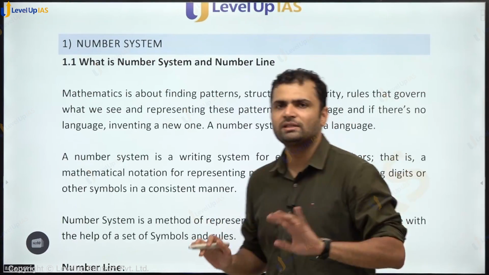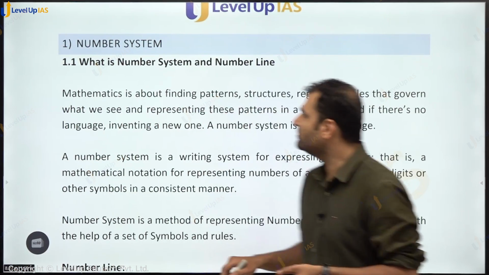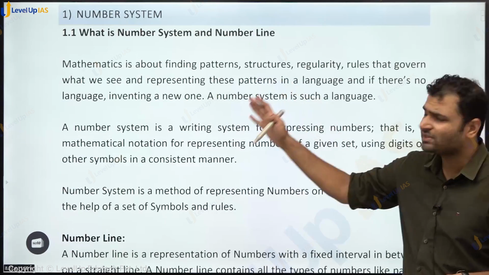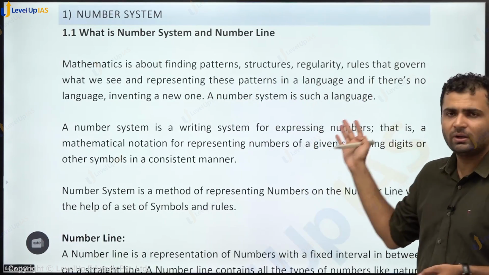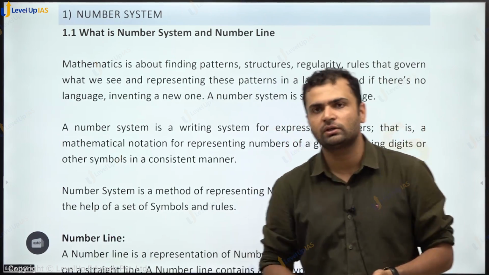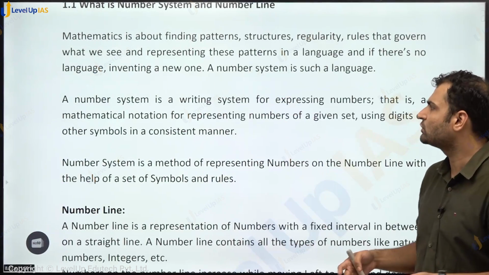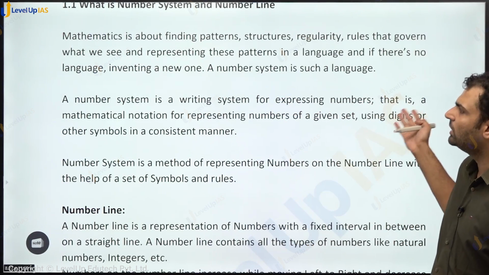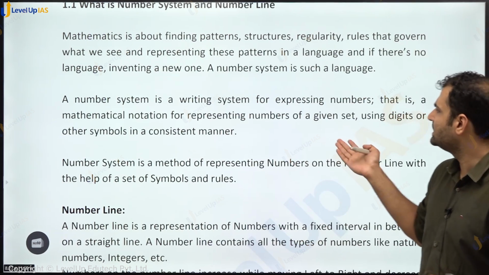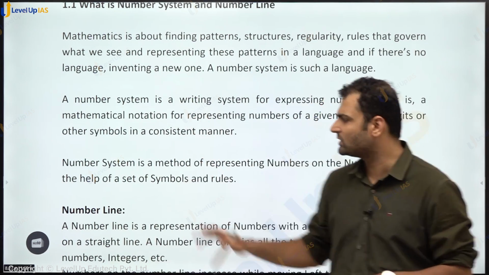So the basic question is, what is the number system and number line? We all know that mathematics is about finding patterns and structures, regularity, and it is the language to represent our abstract thoughts. In that system, the number system is also one of the languages of mathematics. We express numbers. It is a mathematical notation for representing numbers of a given set using digits or other symbols. That is not important. This is just the background.